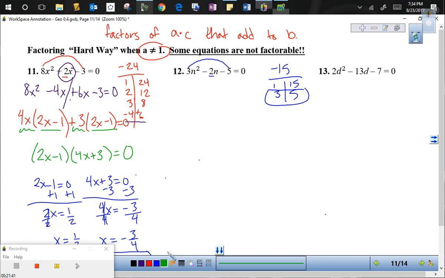We need to have different signs. One gets a positive, one gets a negative. The sign of the middle term goes with the bigger number always. So the negative goes with our 5. If you remember, our next step is just to rewrite it. We're taking 3n squared plus 3n minus 5n minus 5 equals 0. This goes in the place of your negative 2n because 3 minus 5 is negative 2. It's equivalent.